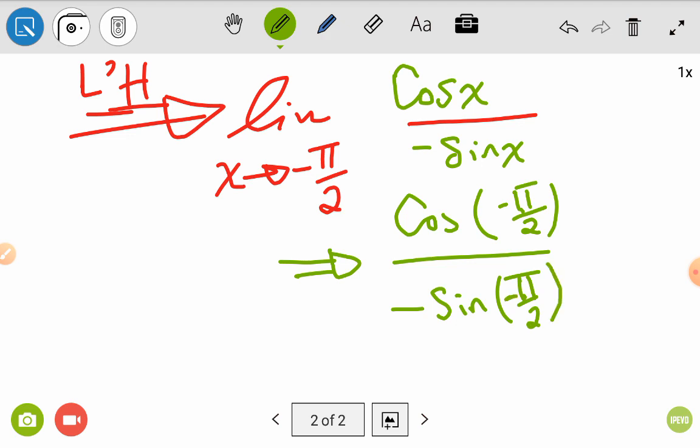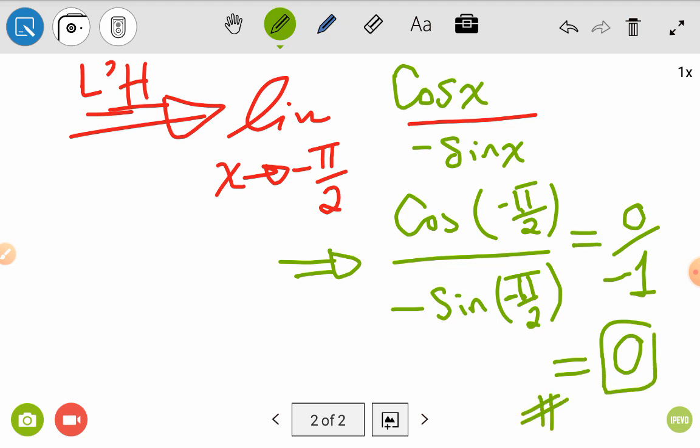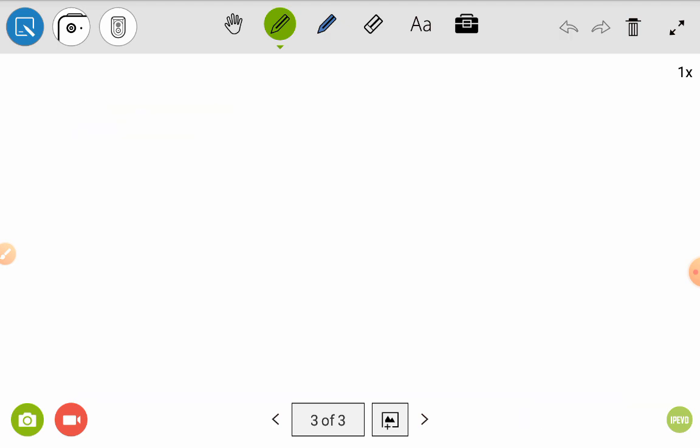Cosine negative pi over 2 is 0, and then sine negative pi over 2 is 1, and we already have a negative, so it's 0 over negative 1, which is 0. This is my answer. My answer is 0 here.